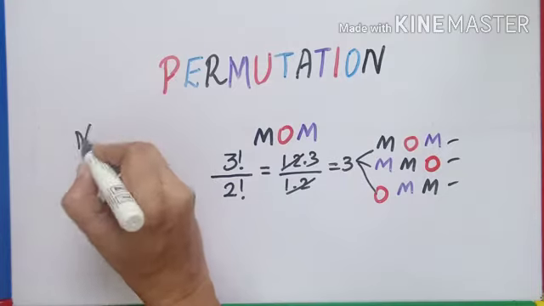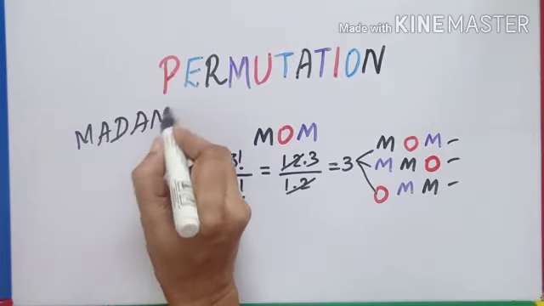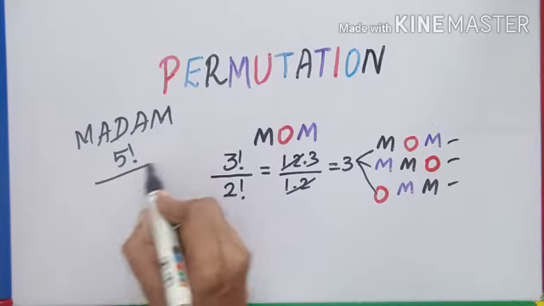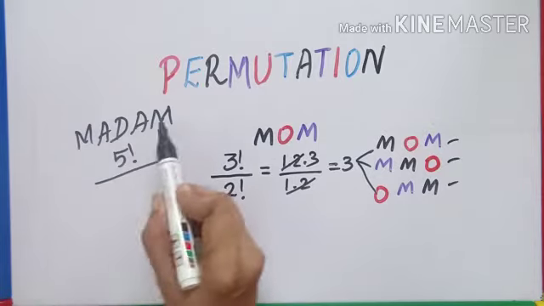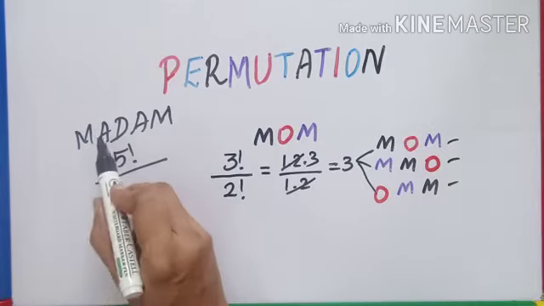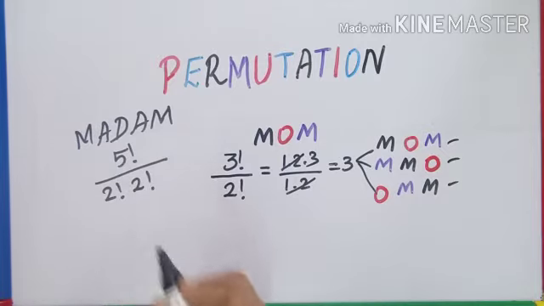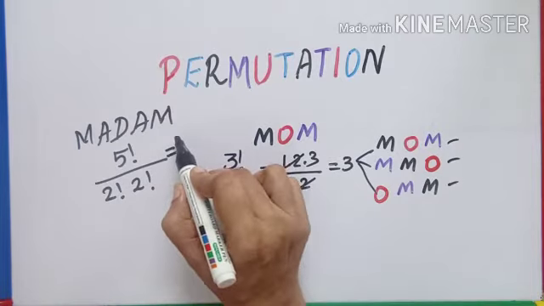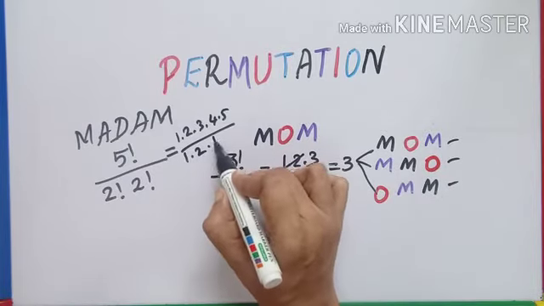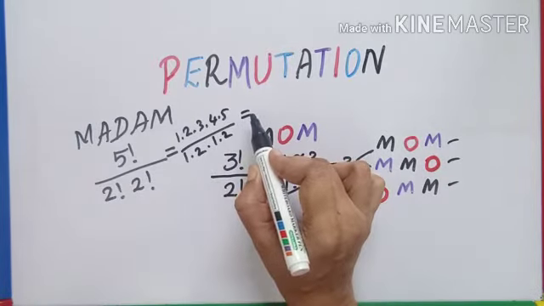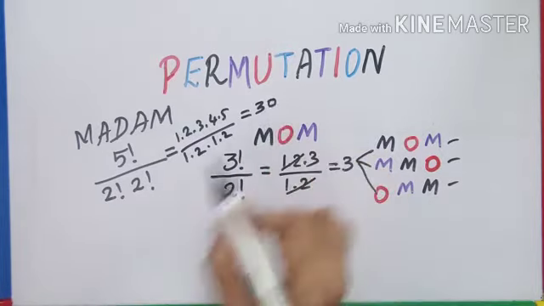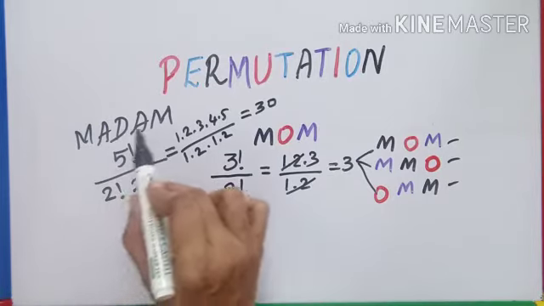Another example, tell me for MADAM. Here, how many letters are there? 5. So what is my answer? 5 factorial. How many M's are repeated? 2 times M is repeated, so 2 factorial. 2 times A is repeated, so 2 factorial. So what would be my answer? 5 factorial is 1, 2, 3, 4, 5. 2 factorial is 1 into 2. 2 factorial is 1 into 2. Cancel and then write the answer. So my answer will be 30 times I can arrange the letters of the word MADAM.